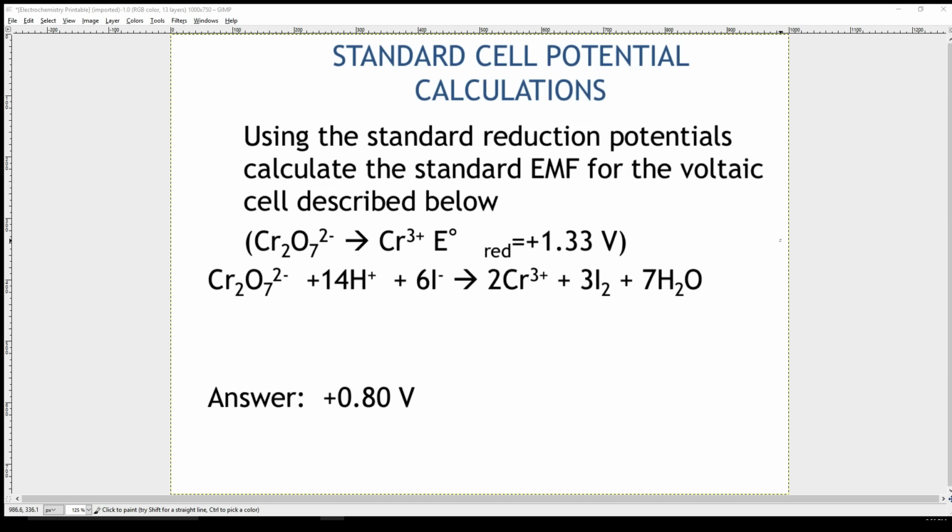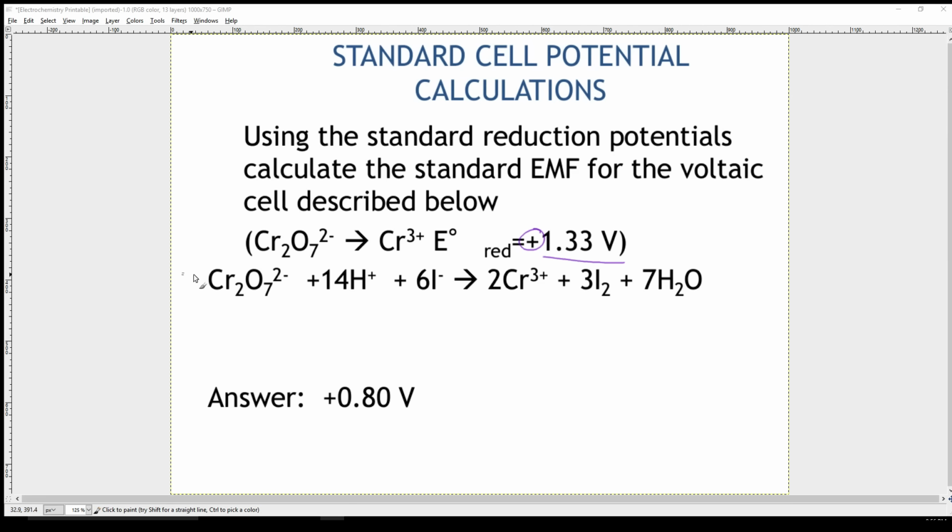Okay, another one. So again, the trick here is figuring out what is being oxidized and what's being reduced. So, it's a scary equation. It's designed to scare you. Don't let it happen. So they are giving us the reduction potential here for our chromium. There it is. Positive 1.33 volts. So does chromium like being reduced? Yes, it looks like it does.